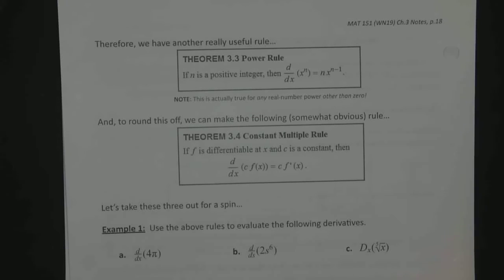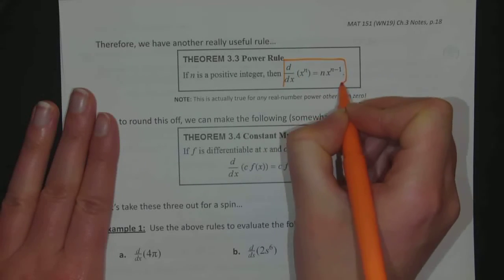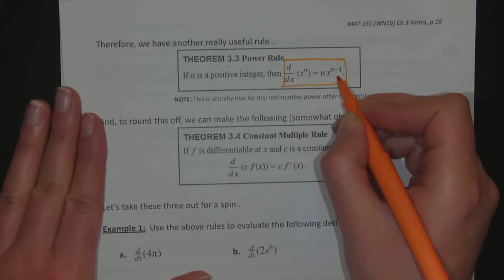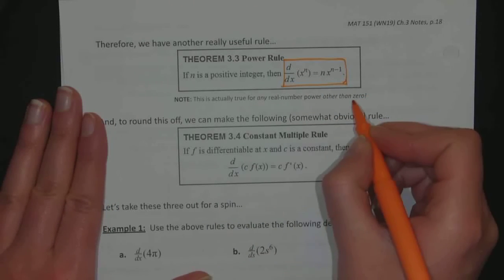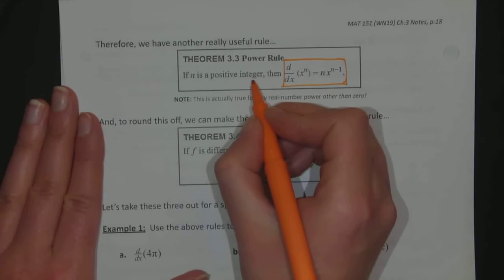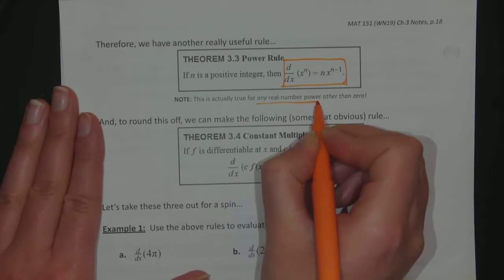That brings us to the power rule that we just talked about. If I'm taking the derivative of any power function, x to the nth power, its derivative is going to be n times x to the n minus 1. It's true for any real number other than 0, so that's also going to be true for integers. Not necessarily just positive integers, it's really true for any power.